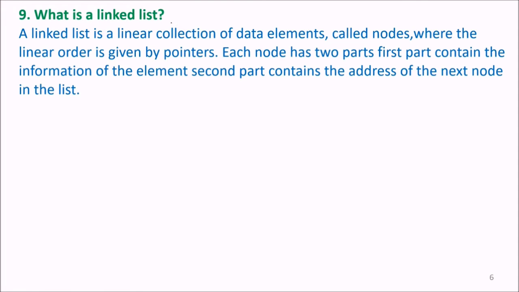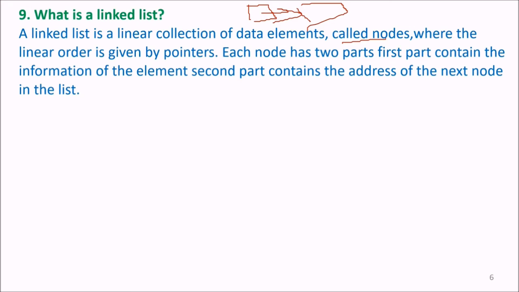What is a linked list? A linked list is again a linear collection of data elements. Here we call them data elements, and they are placed in a structure known as a node, where the linear order is given by pointers.